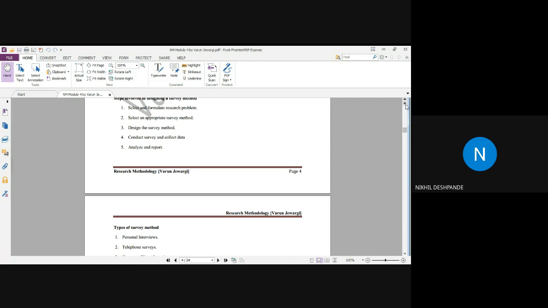Mail survey is good for it, sir. Okay, then design a survey method. He needs to send a mail to users and collect the data from them. On the basis of the information, we will create a report and find the solution. Yes.